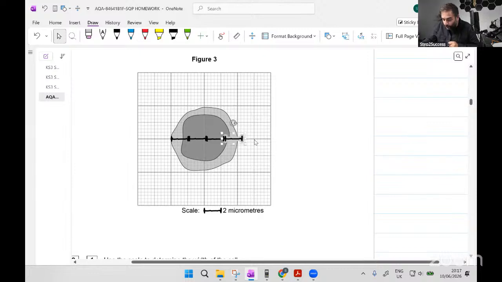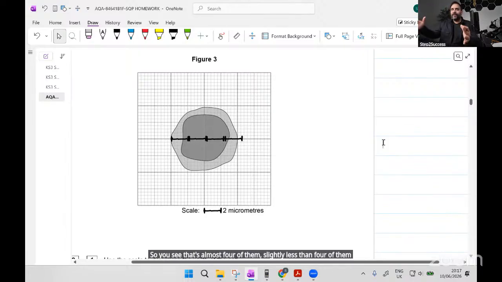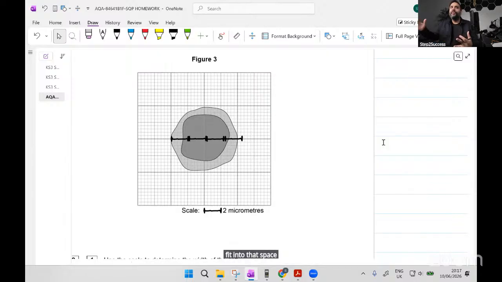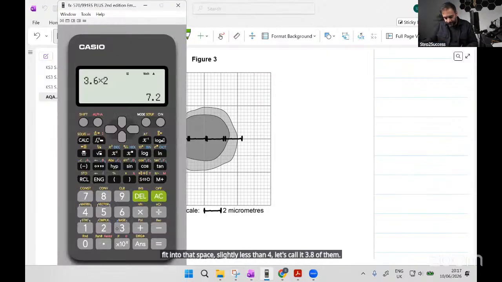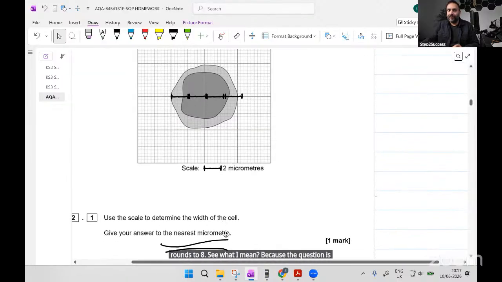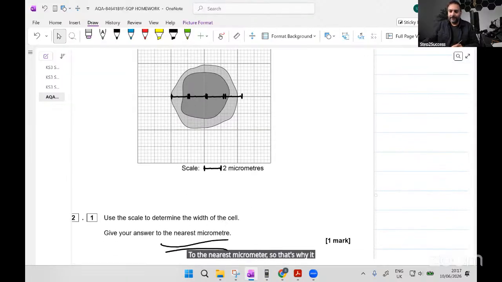Right. So you see, that's almost four of them. Slightly less than four of them fit into that space. Slightly less than four. Let's call it 3.8 of them. But then 3.8 or 3.7, whatever, times 2, because each of them is worth 2 micrometers, rounds to 8. See what I mean? Because the question is to the nearest micrometer, so that's why it's 8.